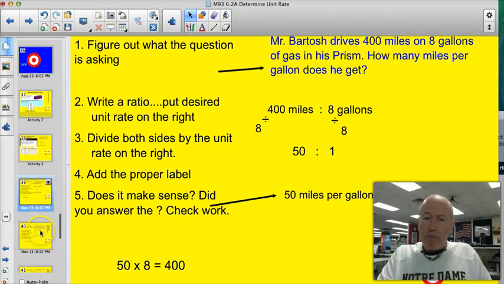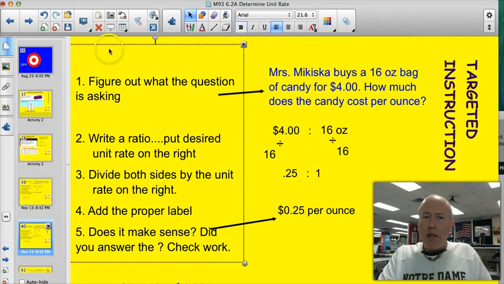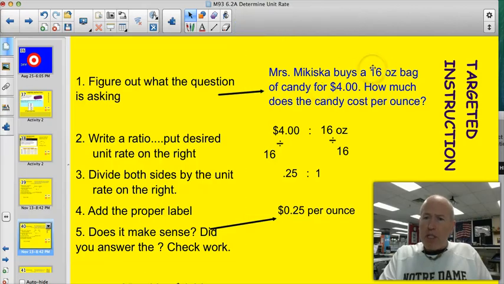Let's try another example with a little less explanation by myself. Mrs. McKishka buys a 16-ounce bag of candy for $4. How much does the candy cost per ounce? So we've got candy per ounce. Okay, so the desired unit rate is this per ounce piece, because we want to know per ounce. So that goes over on the right-hand side. And here's the dollars per ounce. So on the right-hand side, we have 16 ounces. So we divide by 16 so that we get that to 1.